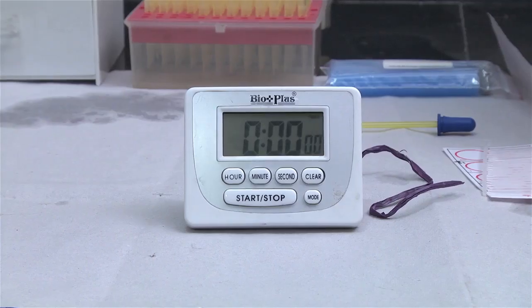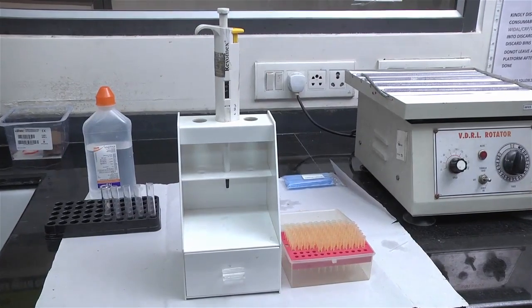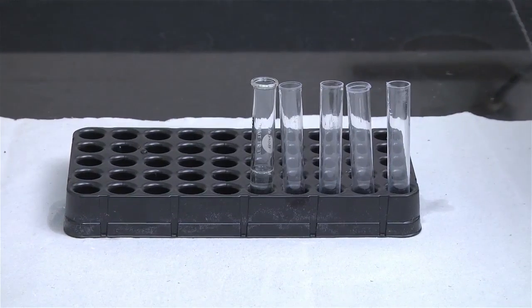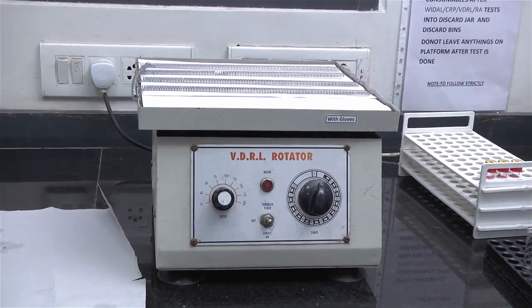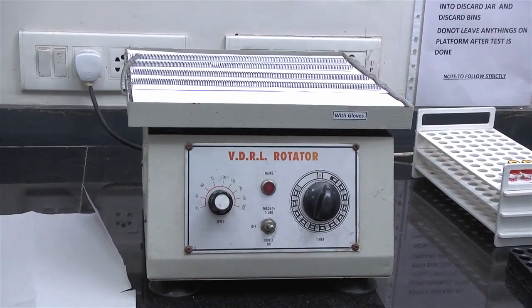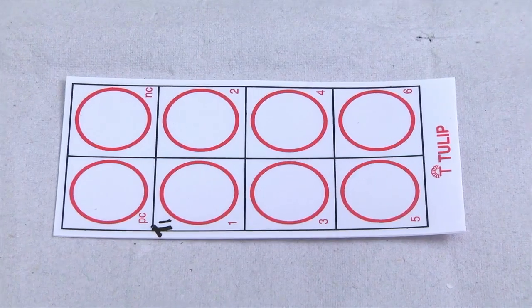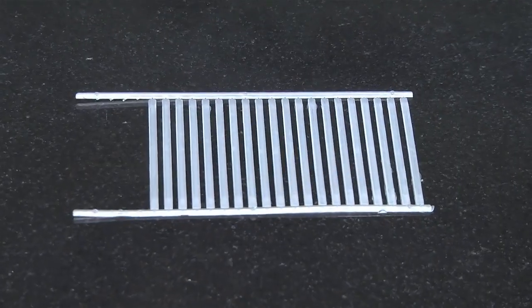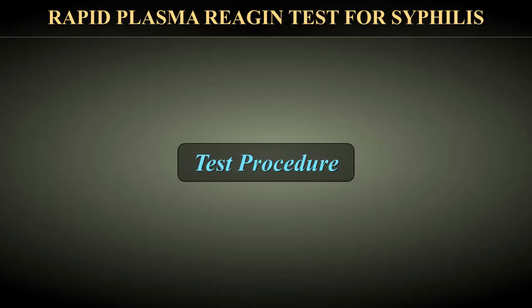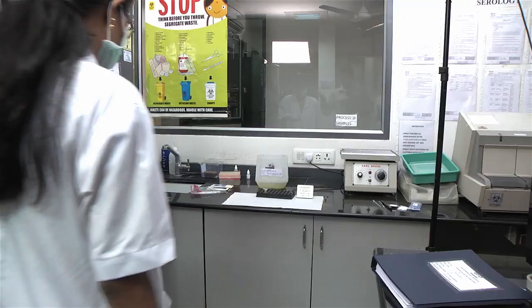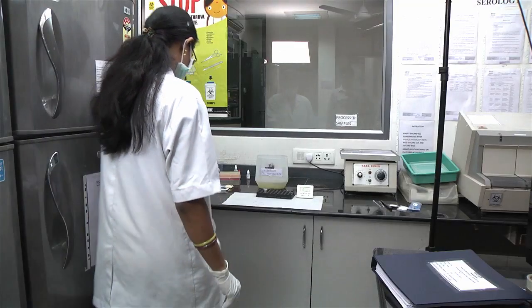Equipment: stopwatch, pipette and tips, test tubes, mechanical rotor at 180 rotations per minute, circumscribing a circle of 2 cm in diameter on a horizontal plane. RPR cards. Mixing sticks. Test procedure. Bring reagent and samples to room temperature before testing.